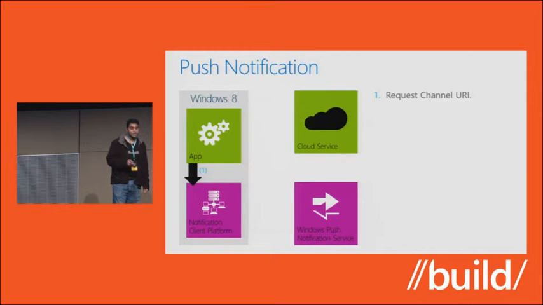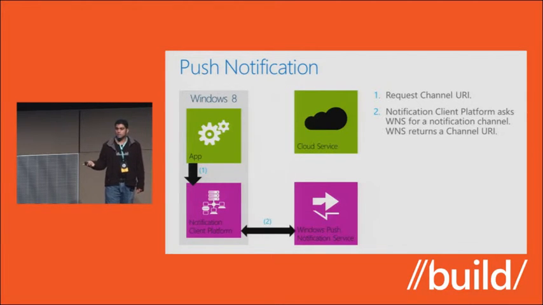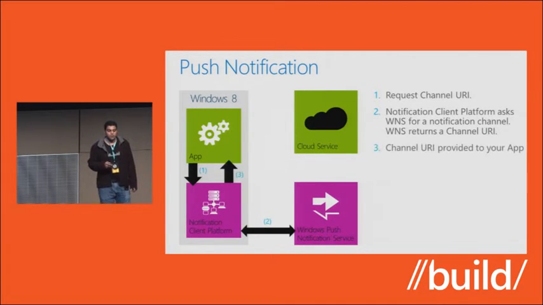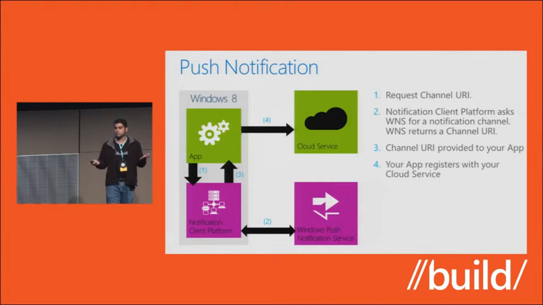The notification client platform then turns around and asks the Windows notification service to provide a channel URI, and you get a unique URI back. So this is just like an HTTP call with a bunch of information in the back. It's a uniform resource identifier. That is then passed back by the notification platform to your application. And now your app has a unique way to communicate with itself. So it gives that to your cloud service.